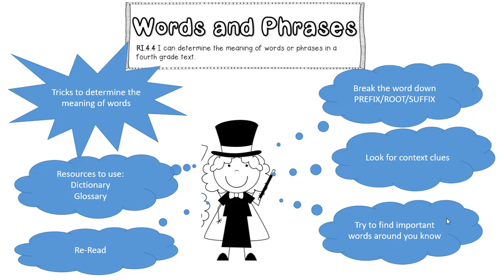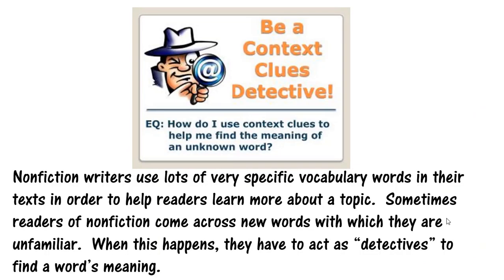Look for those context clues and try to find important words around you that you do know. That will actually give you clues to the word you don't know. So be a context clue detective. Is there a lot of very specific vocabulary in text in order to help readers learn more about a topic? Sometimes readers of nonfiction come across new words with which they are unfamiliar. When this happens, they have to act as detectives to find a word's meaning.